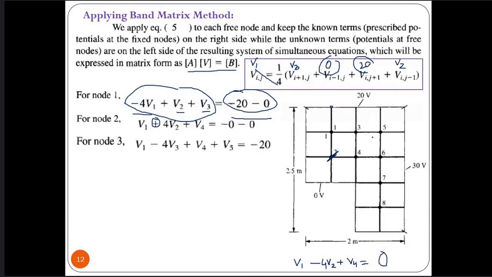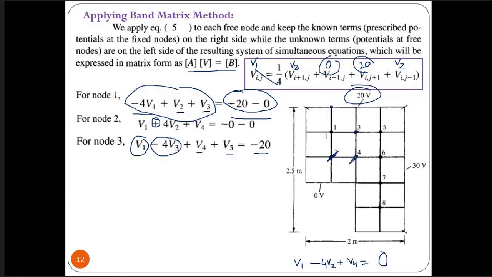Next, for node 3 again. For node 3, first you identify the free nodes, 1, 4, 5. Node 1 is there, so we write V1 first, and in between 1 and 3, V2 is not there, so then we write minus 4 V3. Then accordingly, serially we write V4, V5. On the right hand side we write the fixed node. Fixed node is 20, so it will be minus 20.